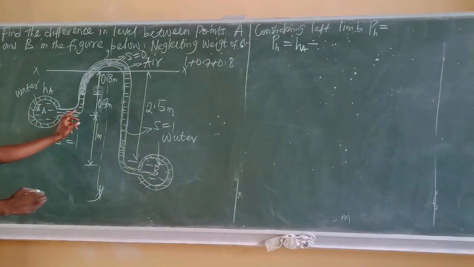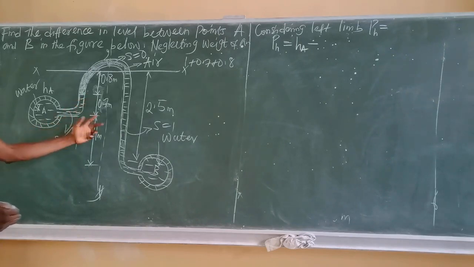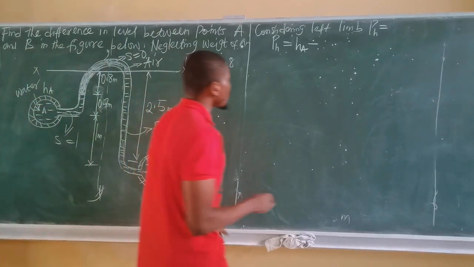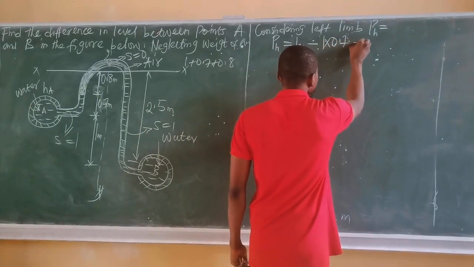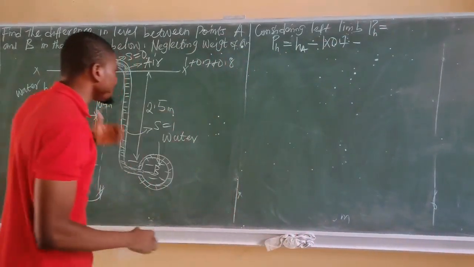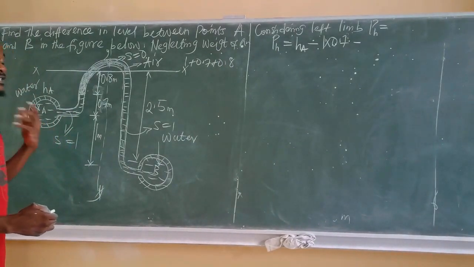Minus the pressure head of the water, and the pressure head of water is given as specific gravity of water multiplied by the height of water in the pipe. The height of water in the pipe is 0.7, and the specific gravity of water is 1, so we simply have 1 times 0.7 minus, again, because this is an inverted differential manometer, so you always add by subtracting.